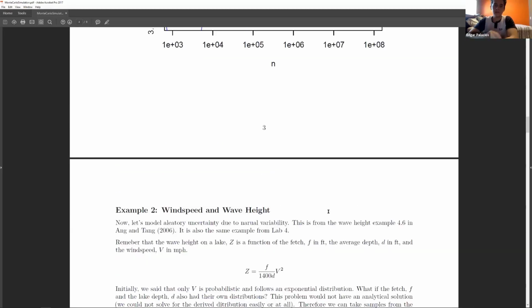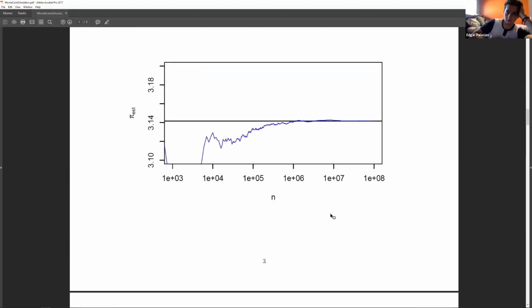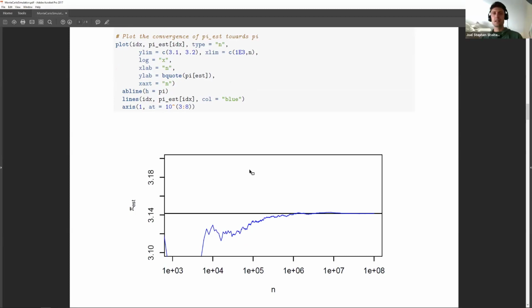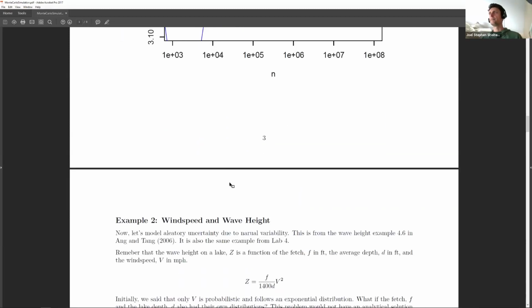Does it ever overestimate pi? Yeah, you can see it does a little bit over here. But mostly it's underestimating. So the method is a little bit biased too, as you can see.